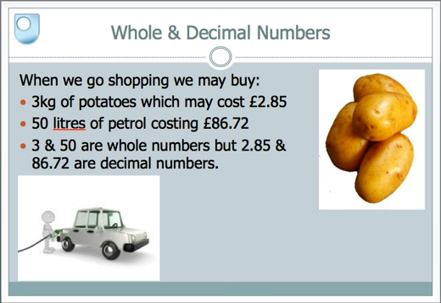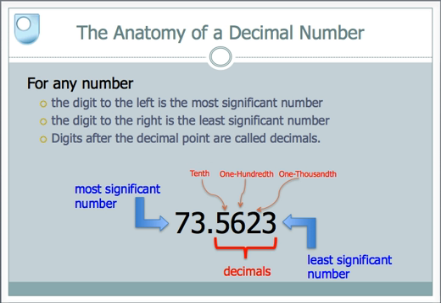We're used to handling decimal places in our real life. If we buy 3 kilograms of potatoes, it might cost £2.85. Here we've got 0.85 as the decimal places. 50 litres of petrol at today's prices might cost £86.72. The 3 and the 50 are basically whole numbers, 3 kilograms, 50 litres. But the 2.85 and the 86.72 are decimal numbers.